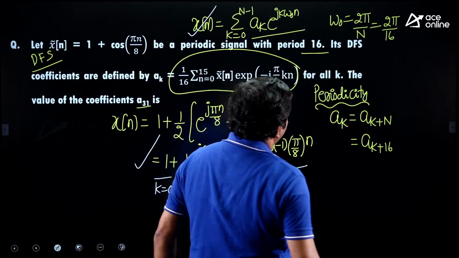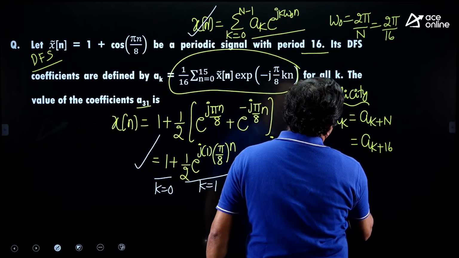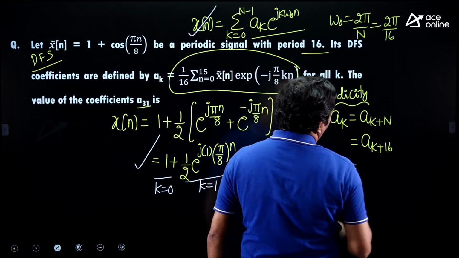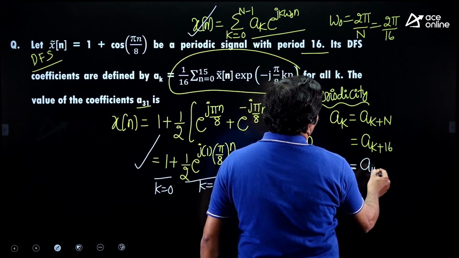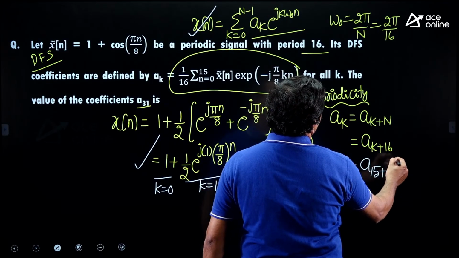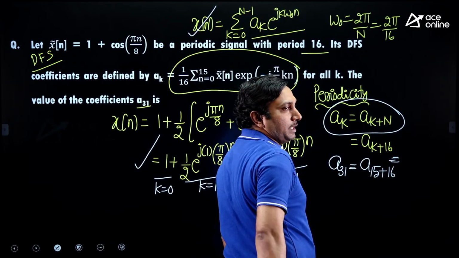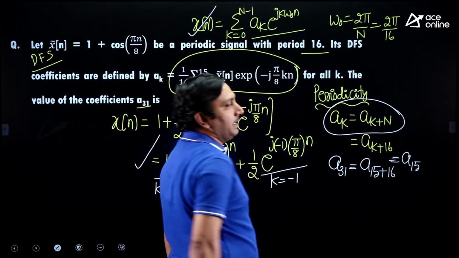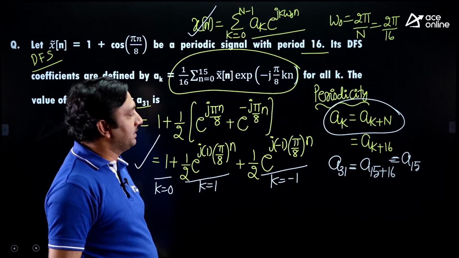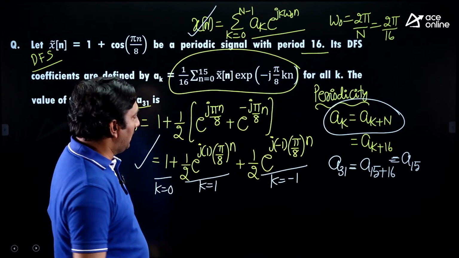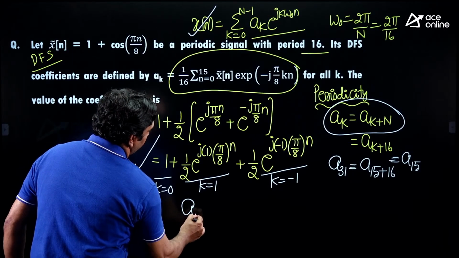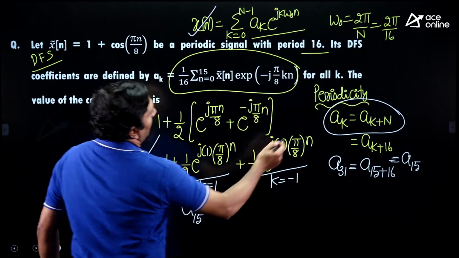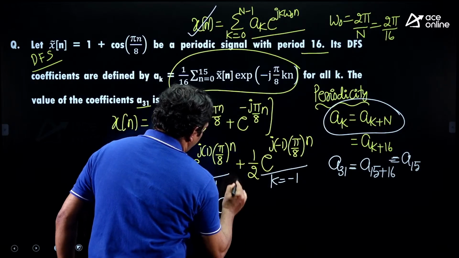But which number is asked? a_31. a_31 can be adjusted as a_15 plus 16. Apply the periodicity, a_k equals a_(k plus N). What is the periodicity? 16 samples. So a_31 is simply a_15, which is not visible to us. a_15 is not available. How to get a_15?